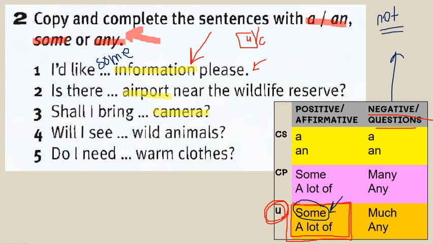Okay. Right, so the rest also you buat macam tu. You tengok dulu, is it countable or uncountable? Contoh, the airport. Okay, countable or not? Okay, and then this one is a question. So maksudnya jawapan dia mestilah dekat sini.